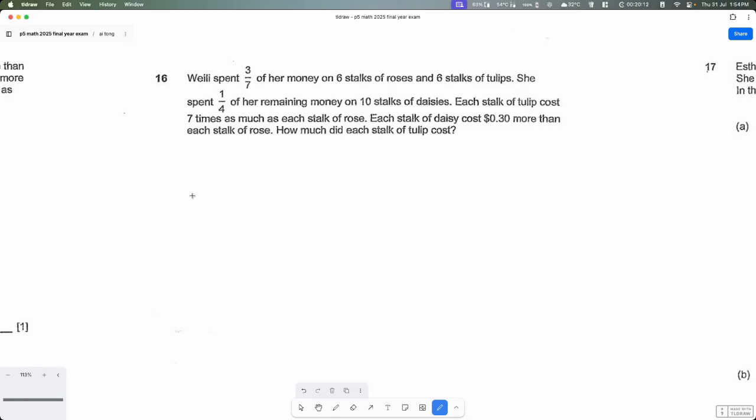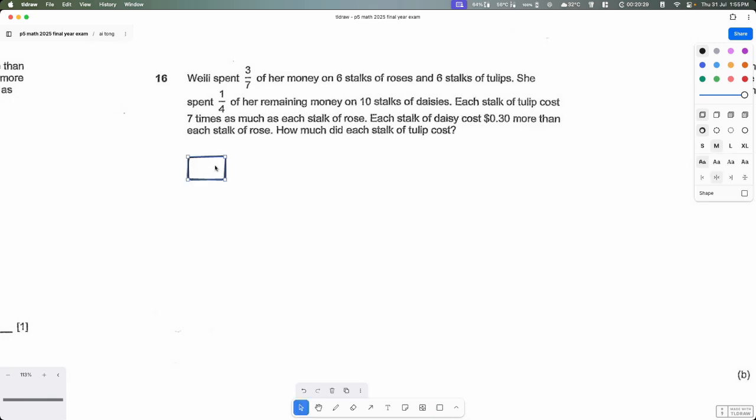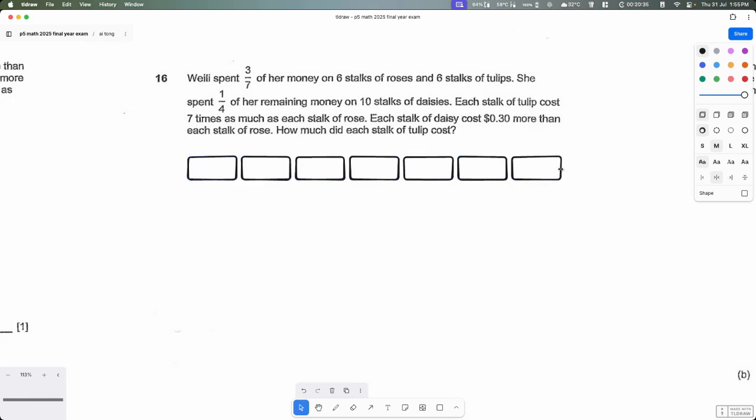So luckily the fraction over here is pretty easy to work with. In this case, 3 and then 7. I'm going to use a model so it's easier to visualize. Step by step, first, we have 3 out of 7. So 1, 2, 3, 4, 5, 6, 7. Okay, 3 out of 7 here. Let me make it a little bit bigger, something like this.